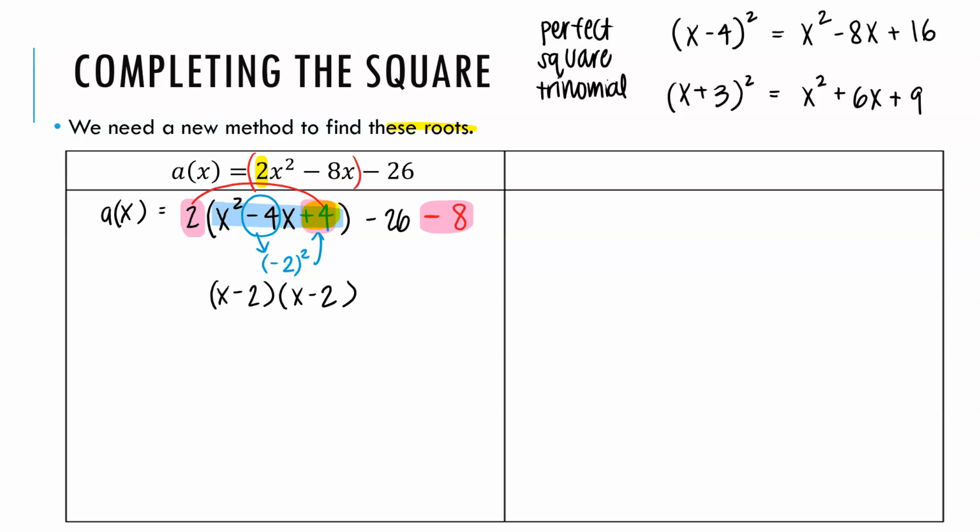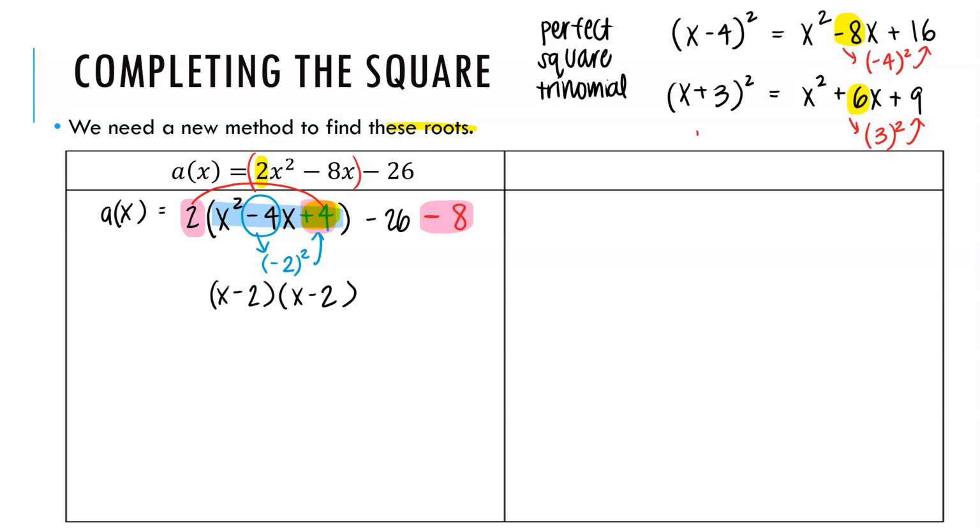The pattern with perfect square trinomials is that the b and the c value are related to one another. If you take a look at the value of b, which is −8, −8 divided by 2 is equal to −4, and (−4)² is equal to positive 16. The same goes with x² + 6x + 9. I know that this is a perfect square trinomial because the value of b, which is 6, divided by 2 is equal to positive 3, and 3² is equal to positive 9.